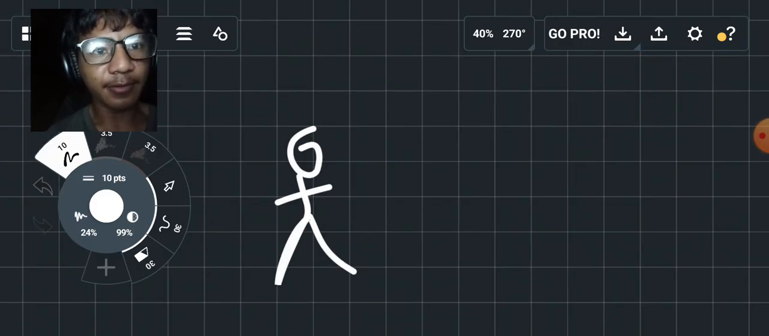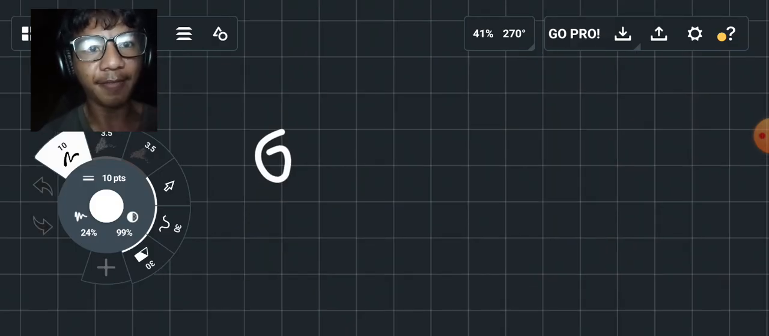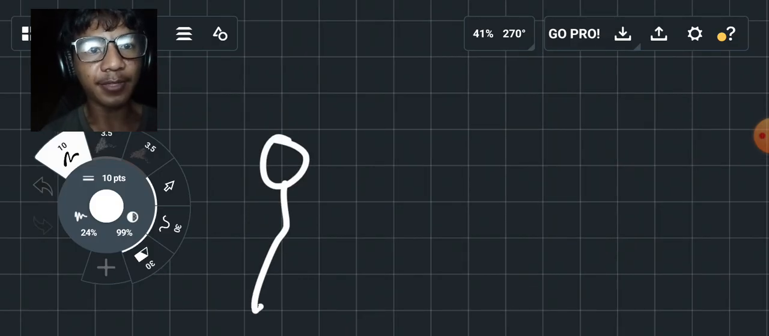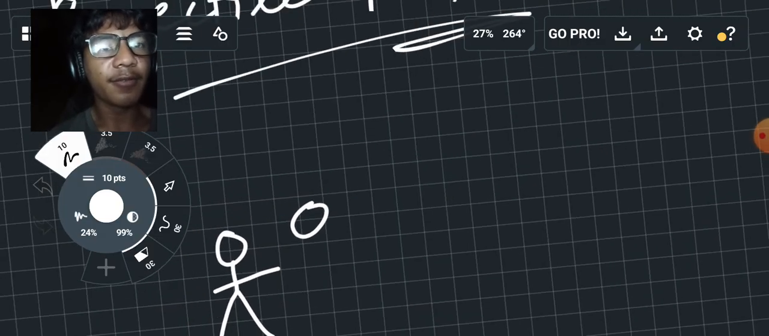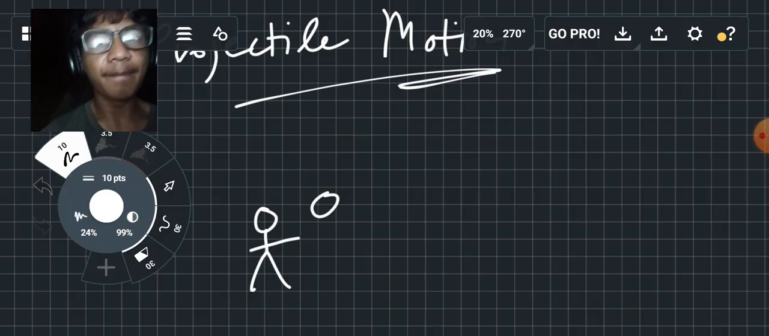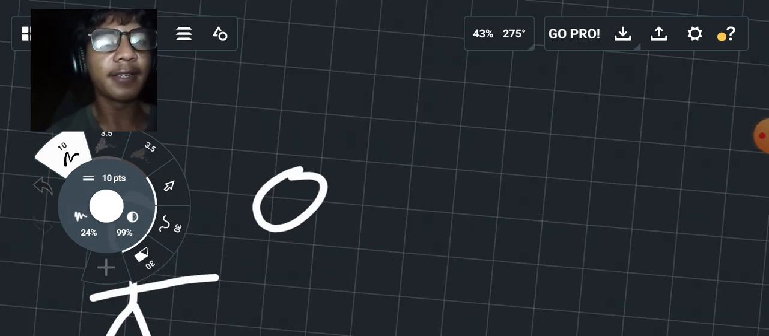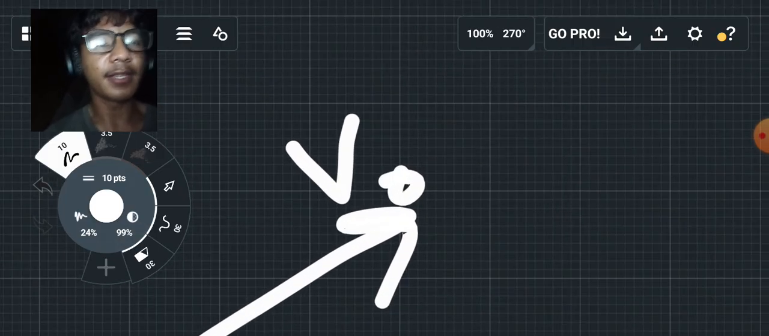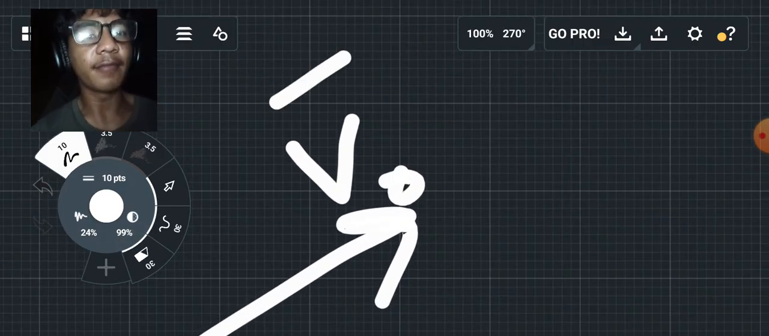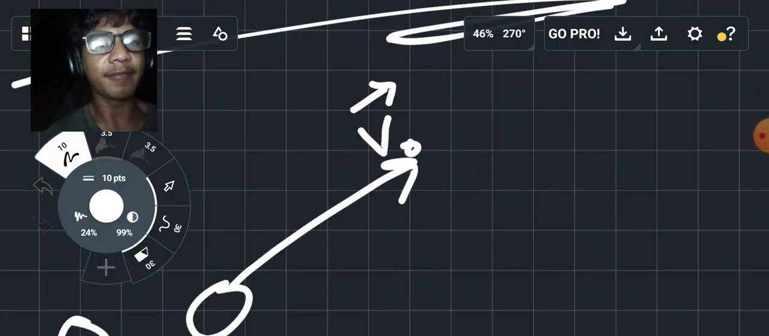Oh, that's a bad drawing. Picture a man, and then he throws something. So whenever we throw something, it will always have what we call an initial velocity. Now velocity is a vector. We all must remember that it has a magnitude and direction.